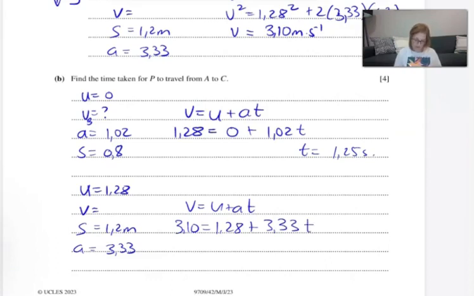Because here we're rounding off a lot of stuff. So my t is 0.546 seconds. If I add the two together, I'm getting something like 1.796 seconds. So if I was to go to 3 significant figures, it would be 1.80 seconds.